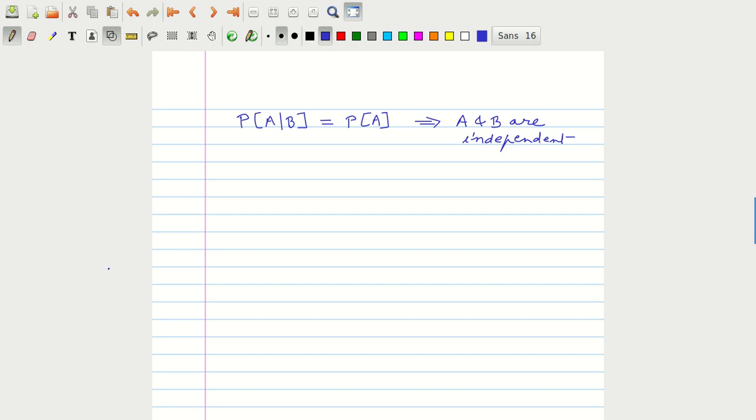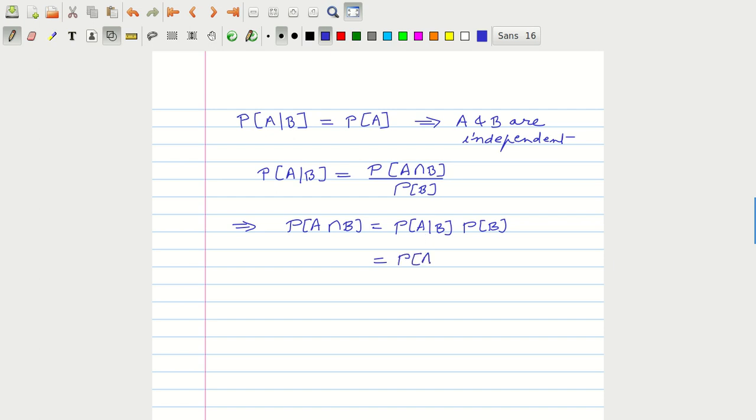Using this and the definition of conditional probability, one can write probability of A given B, which is equal to probability of A intersection B upon probability of B, which implies probability of A intersection B equal to probability of A given B into probability of B. Now if A and B are independent, then probability of A given B is simply probability of A into probability of B. So probability of A intersection B is equal to probability of A into probability of B. And this is an important relation.